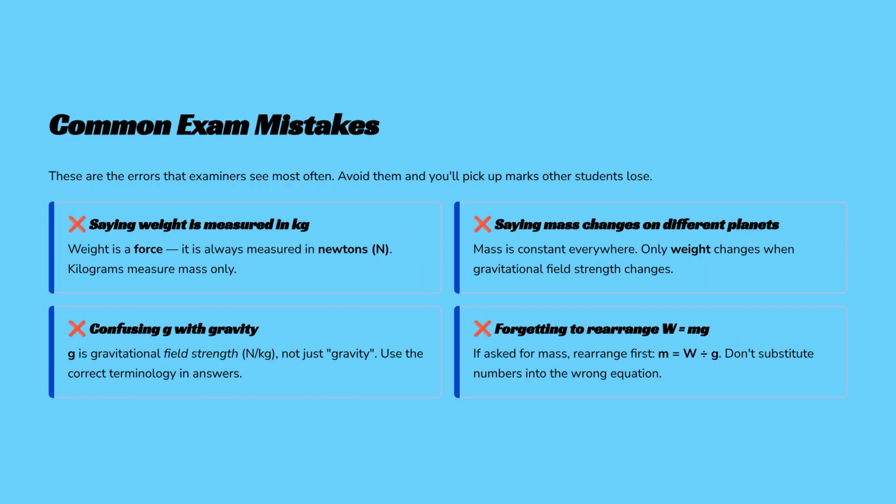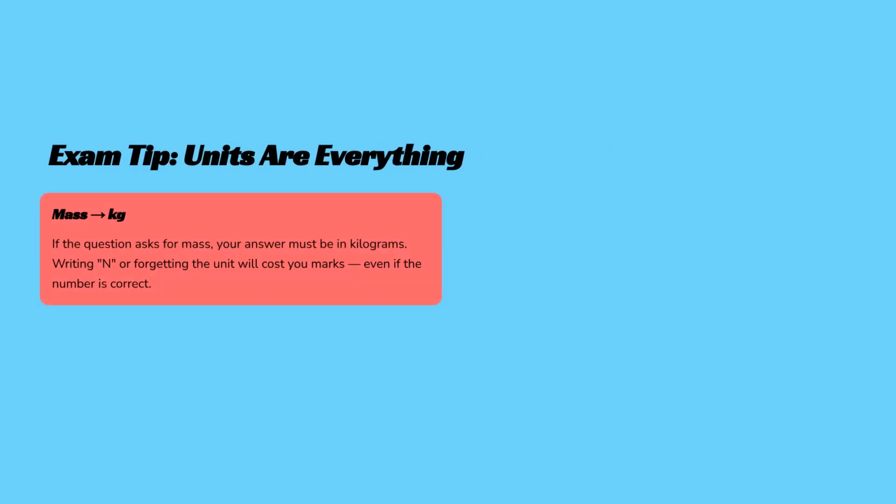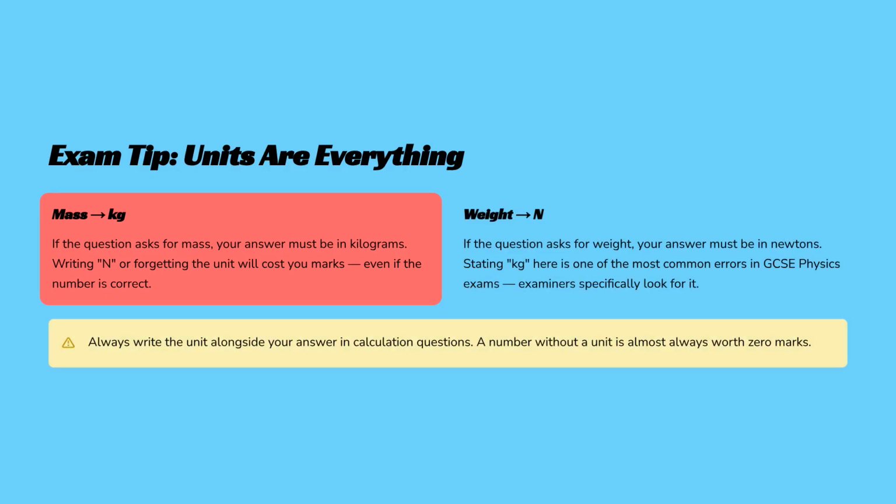Finally, avoid common mistakes. Weight is measured in newtons, not kilograms. Remember that mass is constant. Use correct terminology for g, and always rearrange your equations carefully. When answering exam questions, units are vital. Mass must be in kilograms and weight must be in newtons. A correct numerical answer without the right unit will often result in 0 marks.